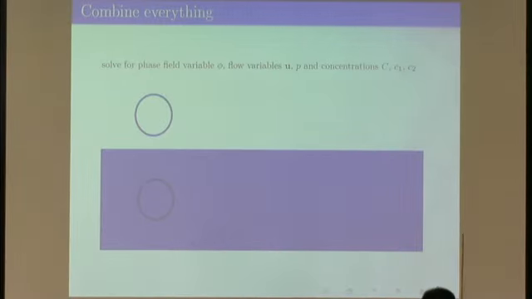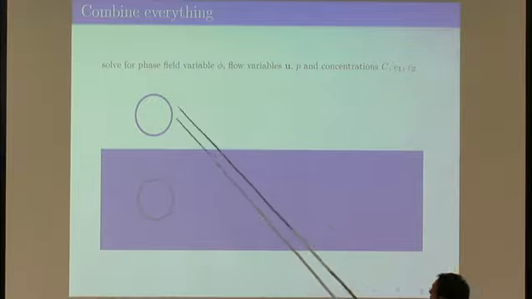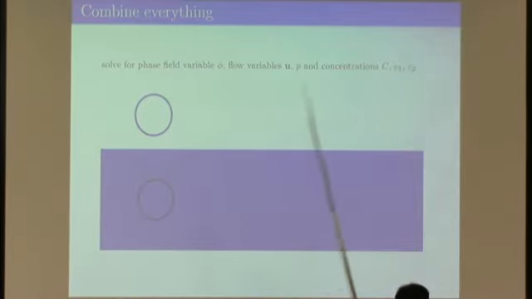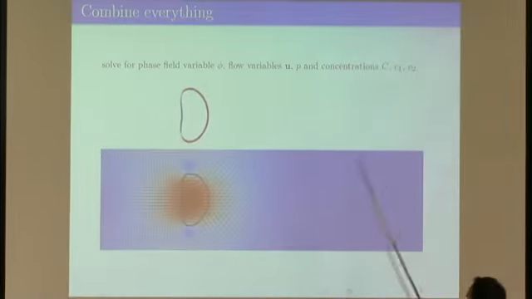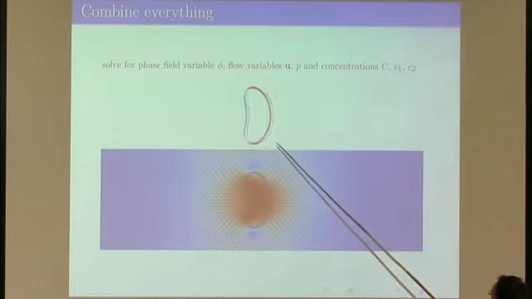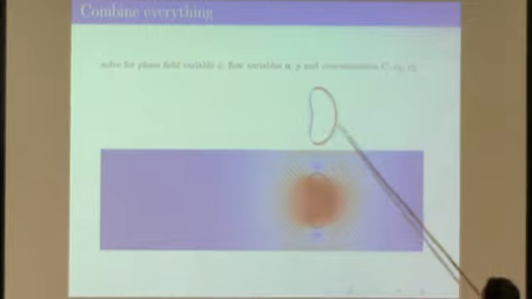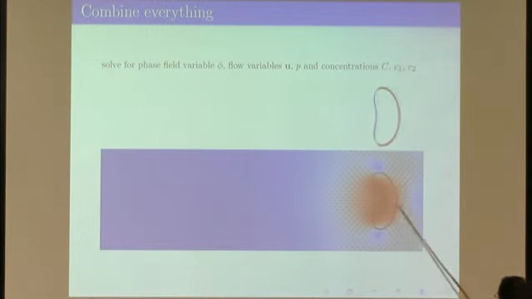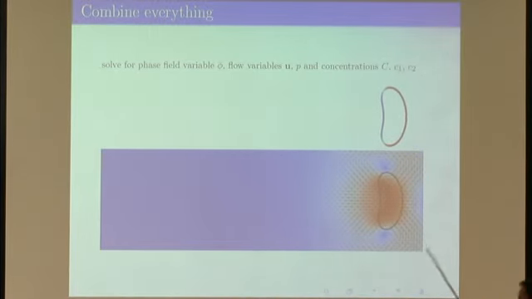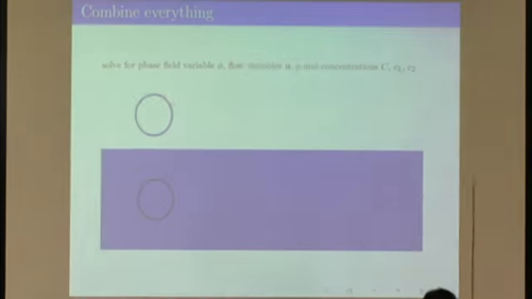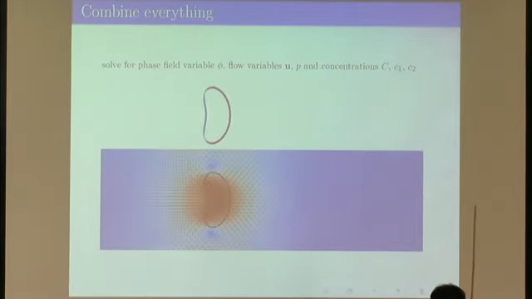And here's an example of a cell. On top you see the cell and the concentration of the active membrane GTPase, and you see a Turing pattern. So you see polarity here, and below you see also the flow field in the cytoplasm and around. So this works quite nicely.